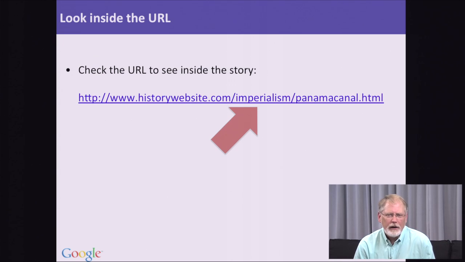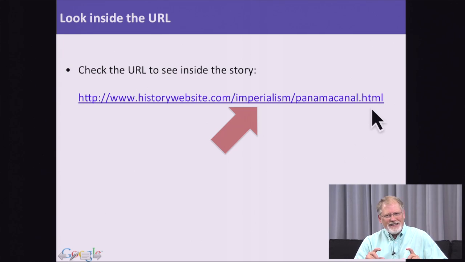One method to do that is to look inside the URL. Now, we've already talked about a URL as composed of several pieces. So this is the site, in this case, historyofwebsite.com. This is a made-up example. Within that, there's a directory called Imperialism, pointing to a document called Panama Canal.